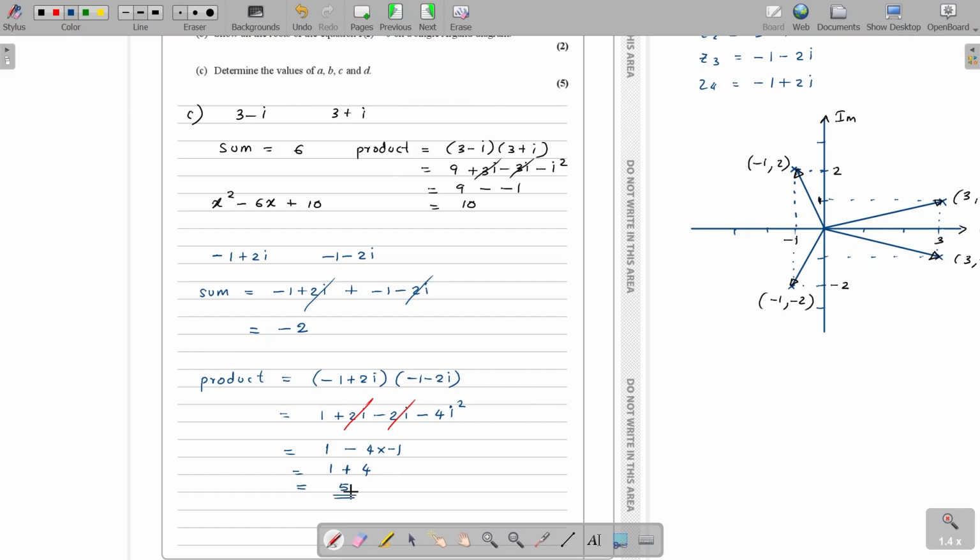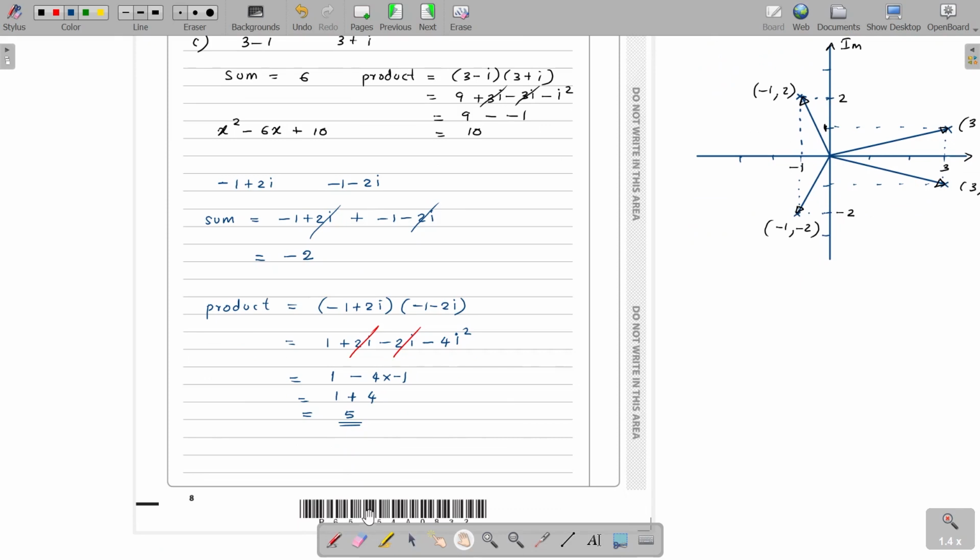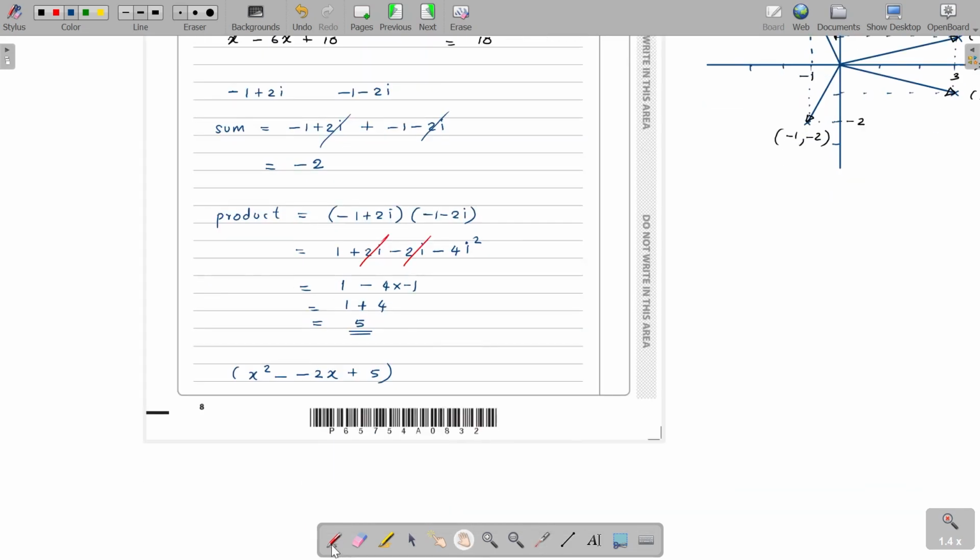So then the product is found and the sum is found. The quadratic factor is x square minus sum of roots, which is minus 2x, plus product of roots. Okay, are you with me? x square minus the sum of roots. So sum is minus 2, which gives the factor x square plus 2x plus 5. Are you with me?